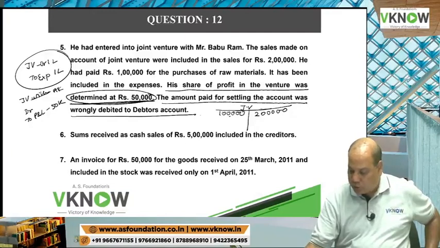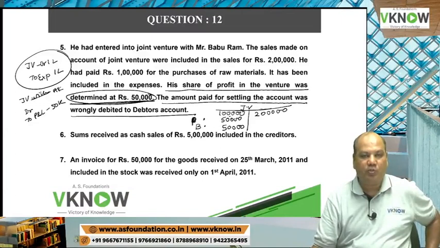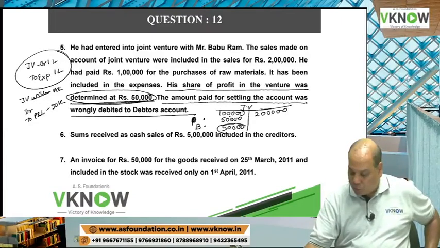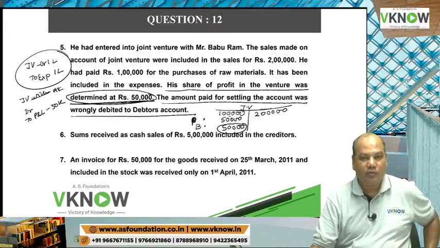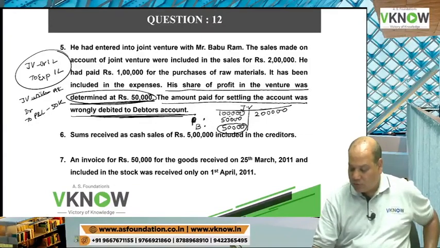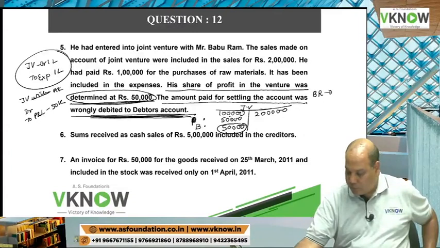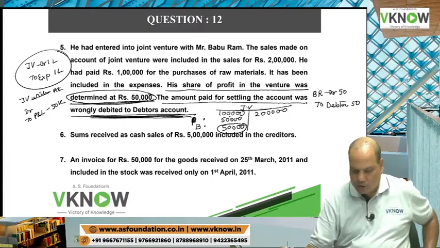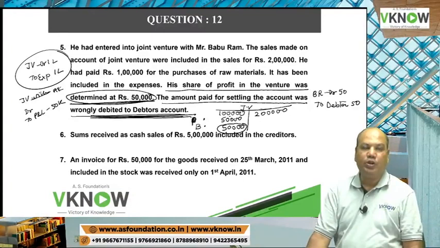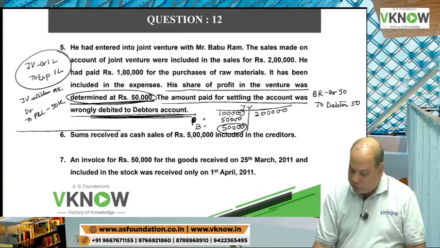So in that profit there are two partners. One is Pranlal and one is Babu Ram. So the share of both the partners will be 50,000, 50,000. Babu Ram's share, he has paid. He has paid Babu Ram's share, but by mistake he has debited debtors account. So the rectification entry here will be Babu Ram account debit 50,000 to debtors account 50,000. So this is all about joint venture.